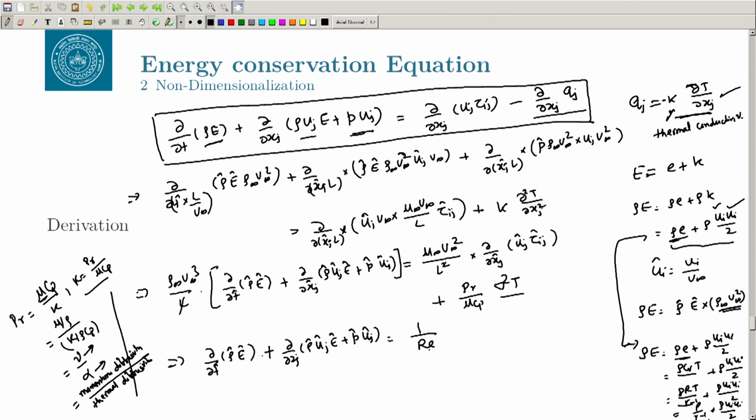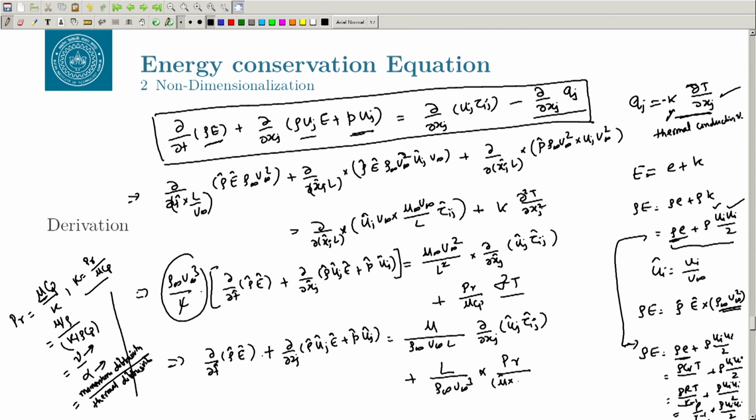Rho u L by mu. So, this u cube will go down here, it will cancel out with u square, this will become u infinity, and so let me just write it. Rho infinity u infinity L by mu, del by del x j u j hat tau i j hat, and plus you have this L by rho infinity u infinity cube, because you are putting all these terms on the right hand side, multiplied by Pr by mu into mu hat into mu infinity. Remember, Pr is already a non-dimensional number, so we do not have to further non-dimensionalize it, into Cp and multiply by del square T hat into T infinity.